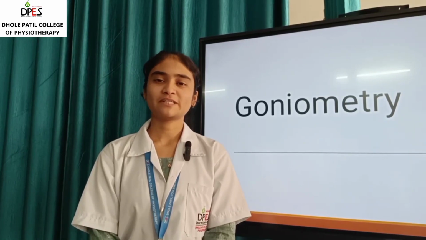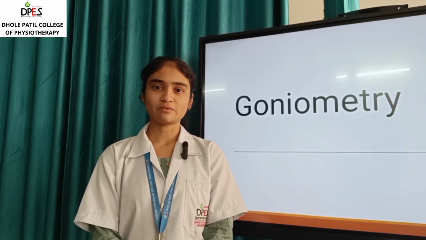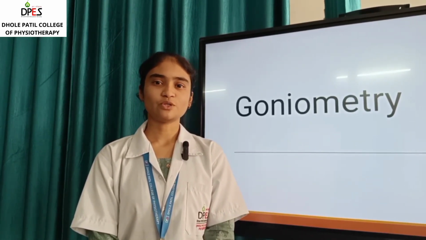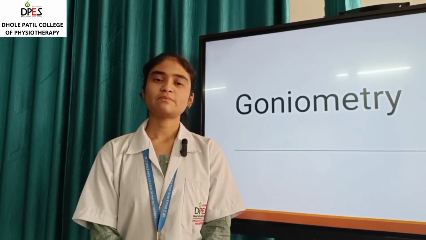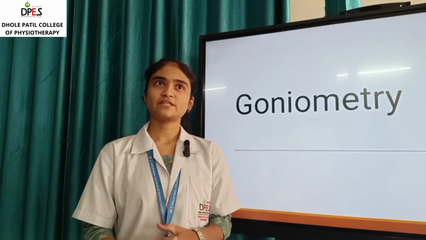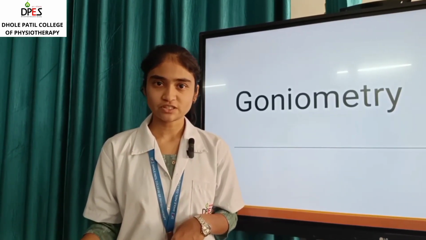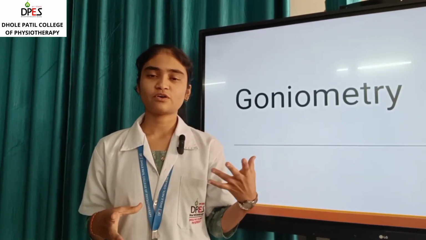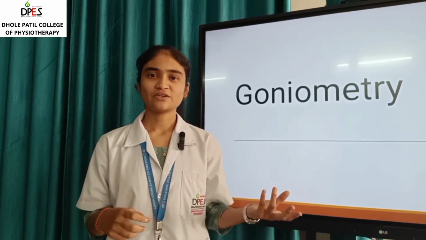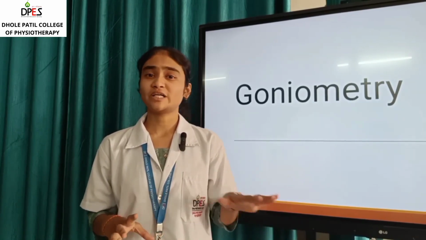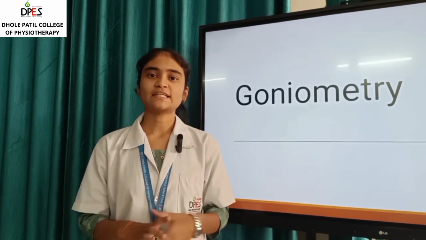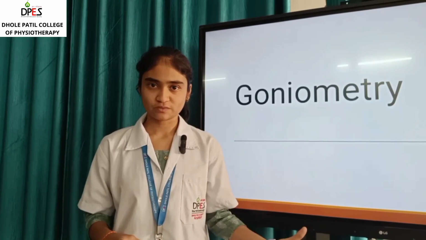Everyone, myself Chetna Bhadane. My friend Devesh has already told about the necessary things about goniometer. Now I'll be putting light on the principles of goniometry. The principles of goniometry are: firstly, we give the proper position to the patient. Then for the stabilization, we stabilize the proximal joint of the patient so that there is no trick movement occurring at the joint, and we get the proper range of motion.